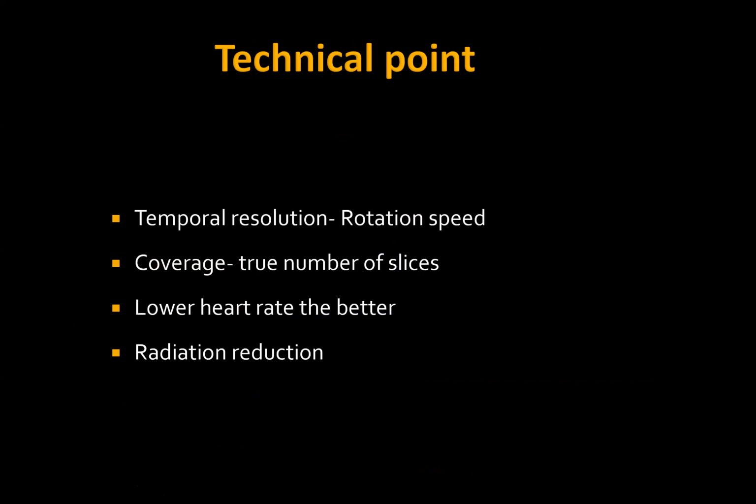A few technical points are important for CT coronary angiogram. One is temporal resolution, that is, the speed of the machine rotation. The higher the temporal resolution, the better the image quality. The second major thing is coverage, which is very important. That is the true number of slices. If one has a 128 slice CT scanner, each rotation covers 8 centimeters, so that machine needs 2 rotations to complete imaging of the heart. After that, software joins everything and makes a complete heart.